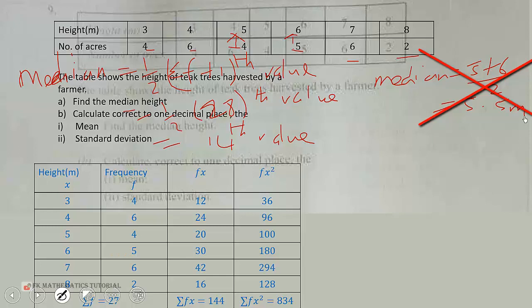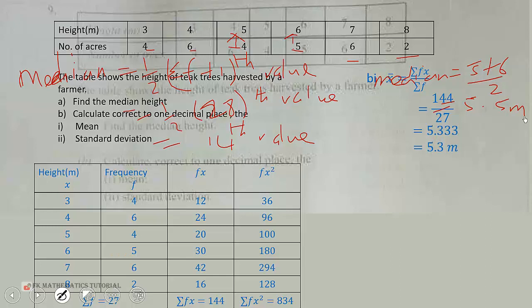Now we are supposed to calculate, correct to one decimal place, the mean. So mean is summation fx over summation f, which is 144 over 27. That will be 5.33. So to one decimal place, we have 5.3 meters.